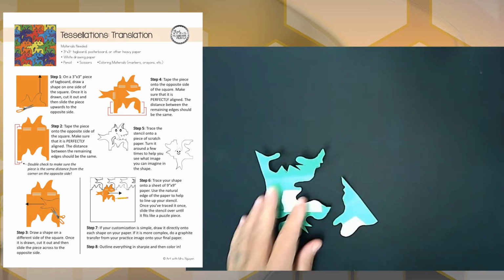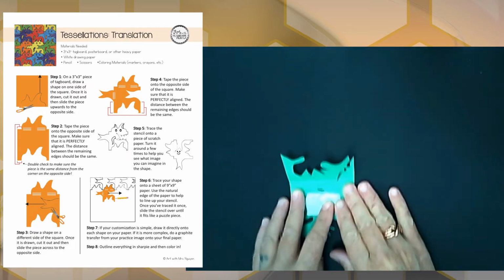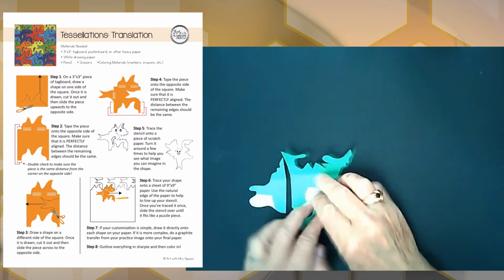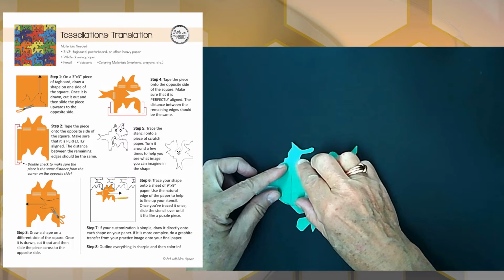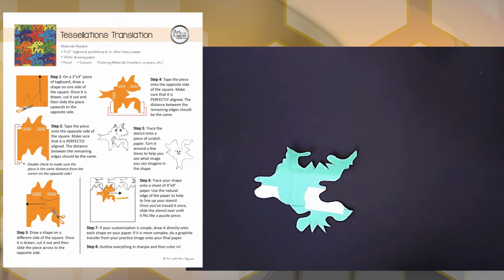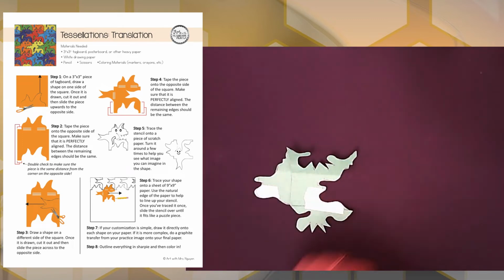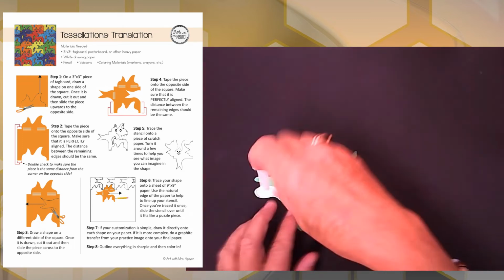And so we're going to do the same exact thing that we did here. And we're going to put it on the other side. Line it up exactly where it is on the other side. Do not flip it. Do not turn it. If your tape is too big, tear off a little piece and make it smaller.